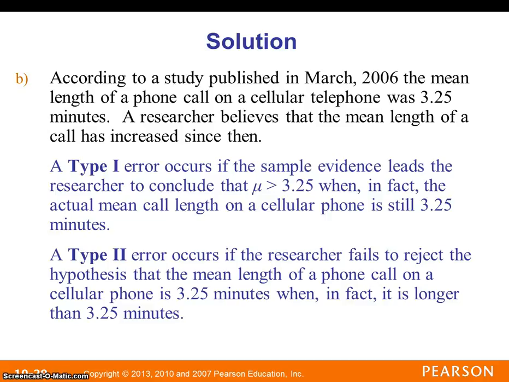For part B, a type 1 error would be if the sample evidence leads the researcher to conclude that the mean length of a phone call is greater than 3.25, when in fact the actual average length of a phone call is still 3.25. And a type 2 error occurs if the researcher fails to reject the hypothesis that the mean length of a phone call on a cell phone is 3.25 minutes, when in fact it's longer than 3.25 minutes.